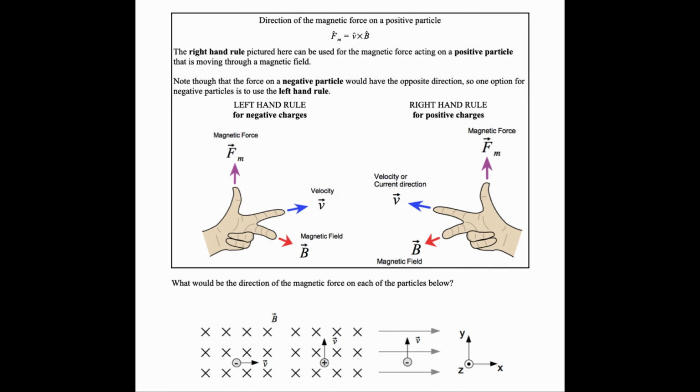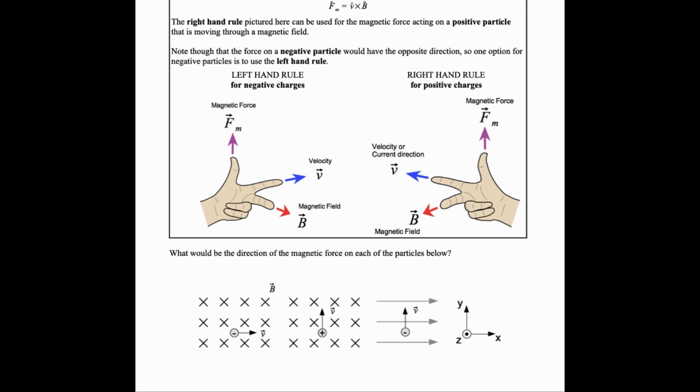In this rule, the pointer finger becomes the direction of velocity, as it had been used in the past. But what's new is we will now let the middle finger be the magnetic field direction. And then something else that's new as well is the thumb will be the direction of the magnetic force on that charged particle.